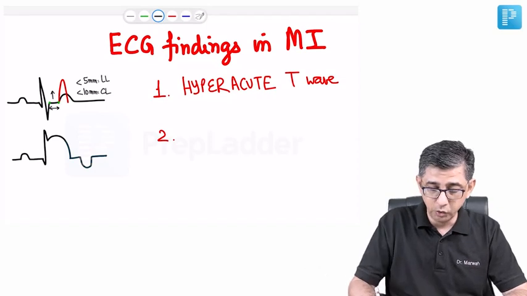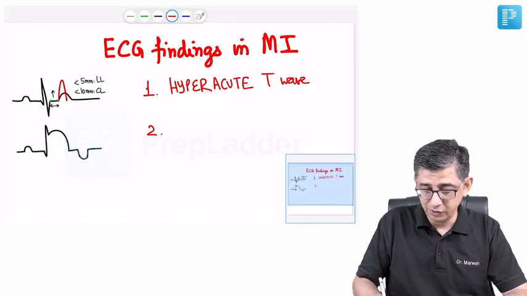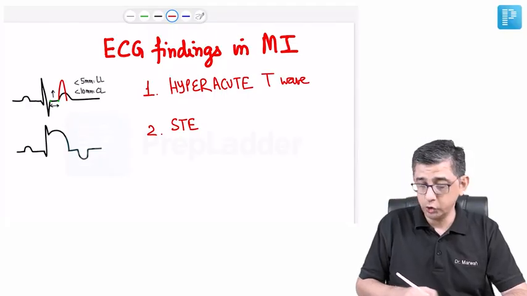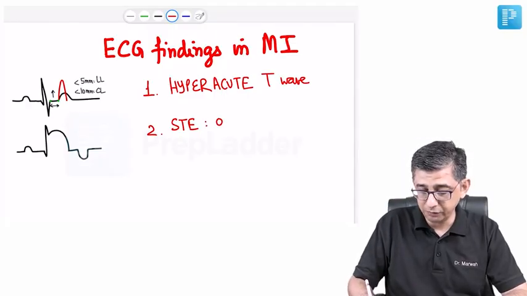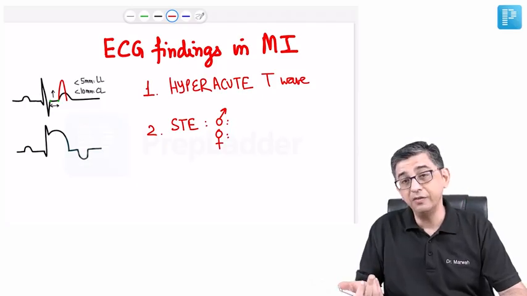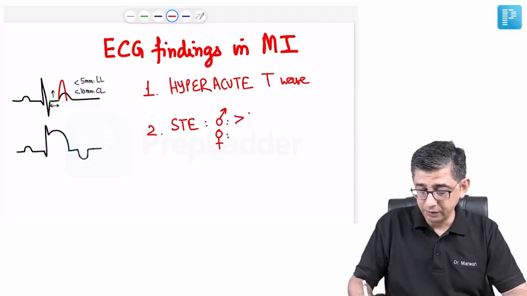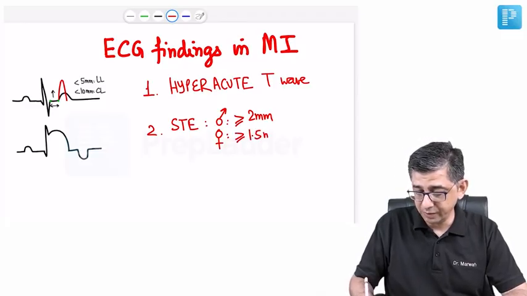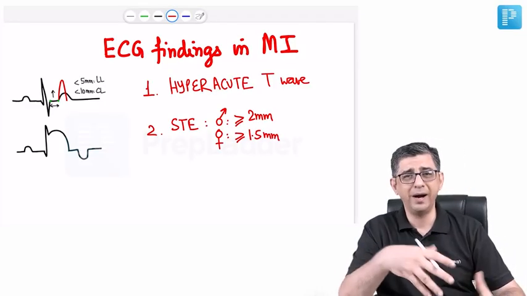So what I have now shown before you is a striking presentation of ST elevation. You should be aware of this ST elevation for males and females. How much are you going to consider it significant? For a male patient, the ST elevation should be at least 2 small squares, and for a female patient, at least 1.5 millimeter, and it should follow a particular pattern.